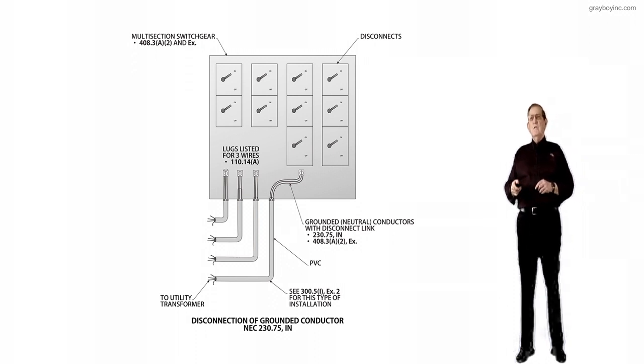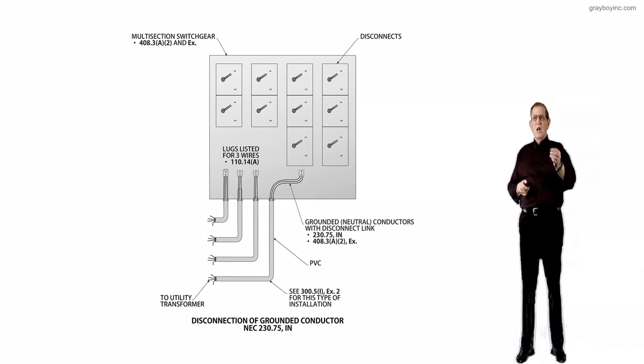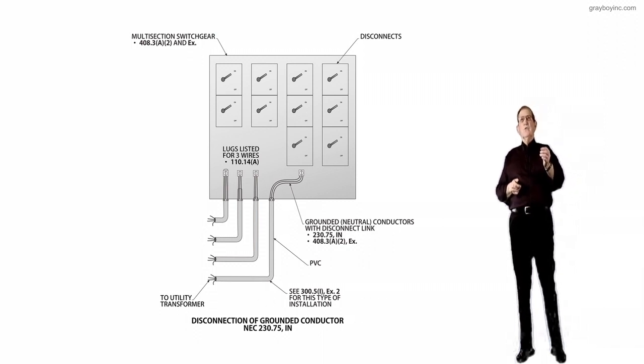Now, if we're not using exception 2 to 300.5(I), we would have to have L1, L2, L3, and neutral in the same conduit to comply with 310.10(H), as in the National Electrical Code.